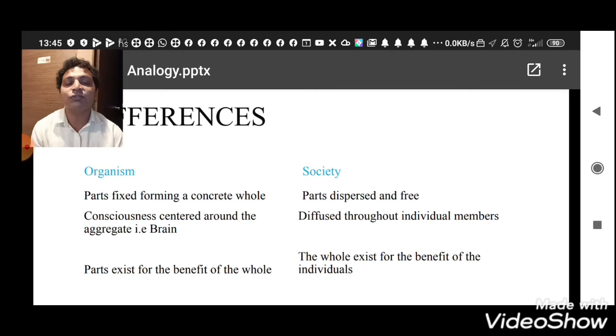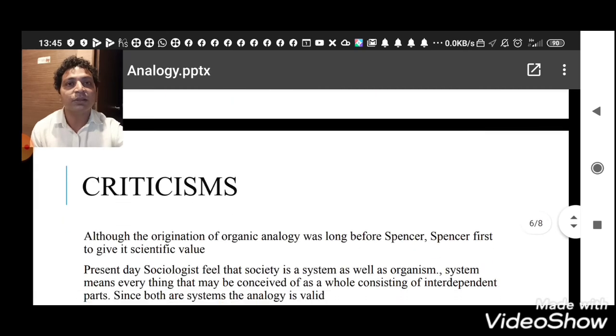Next is that parts exist for the benefit of the whole. So you'll see in an organism, the parts of the body are there for the benefit of the whole together. But in society, the whole exists for the benefit of the individual. So the whole society is there, which is beneficial for the individuals.